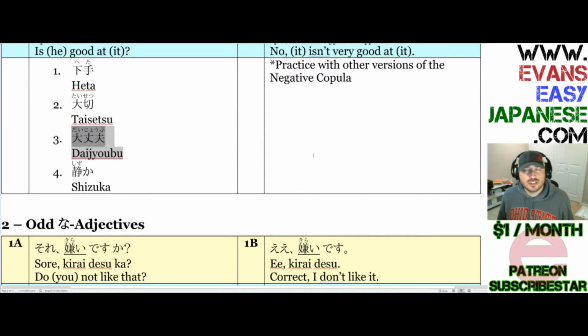Iya, anmari daijobu arimasen. Ja arimasen. Hey, there you go. Good job. No, that's good. Kayla, is it quiet over there, or are the kids bouncing off the walls? Shizuka desu ka? Yeah. Anmari shizuka ja arimasen. Hey, yeah, good, good, good.